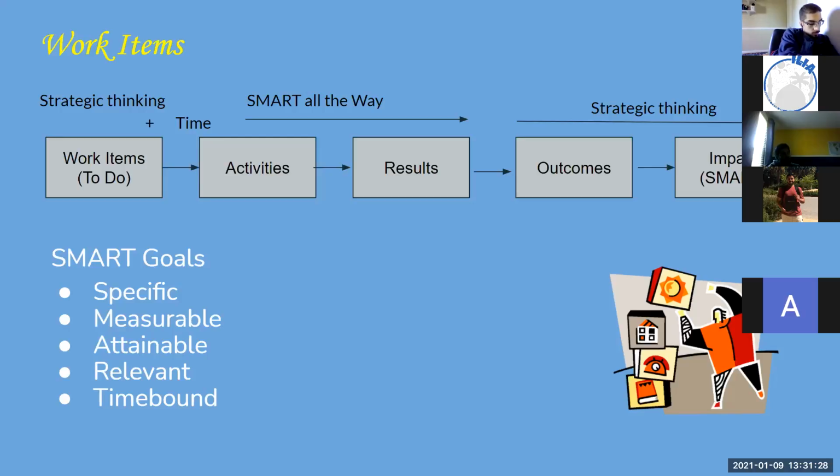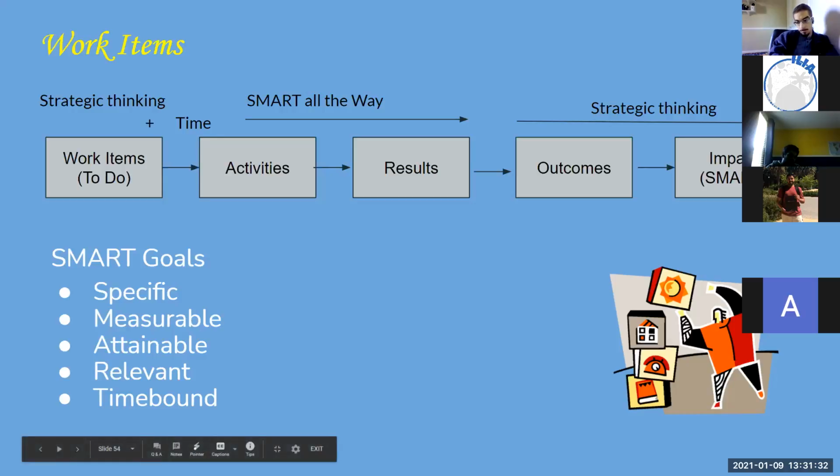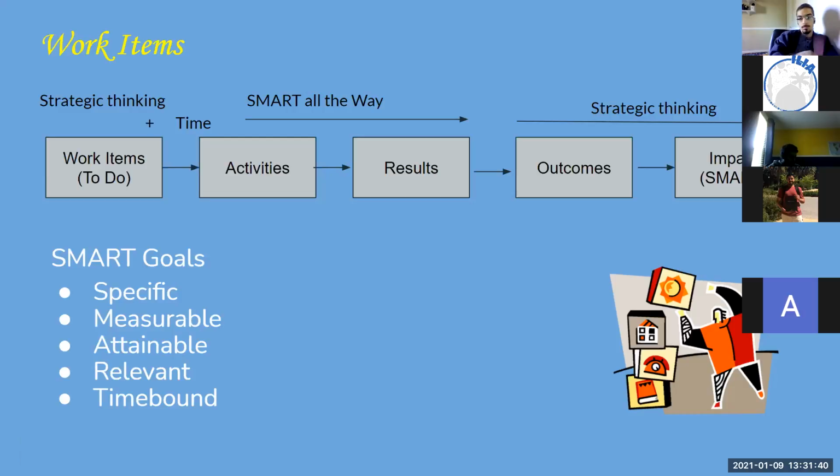So talking about this, activities are basically stuff that you have to do. It involves putting time into it. Work items are basically just things that you do that you can check off. That's correct, right?